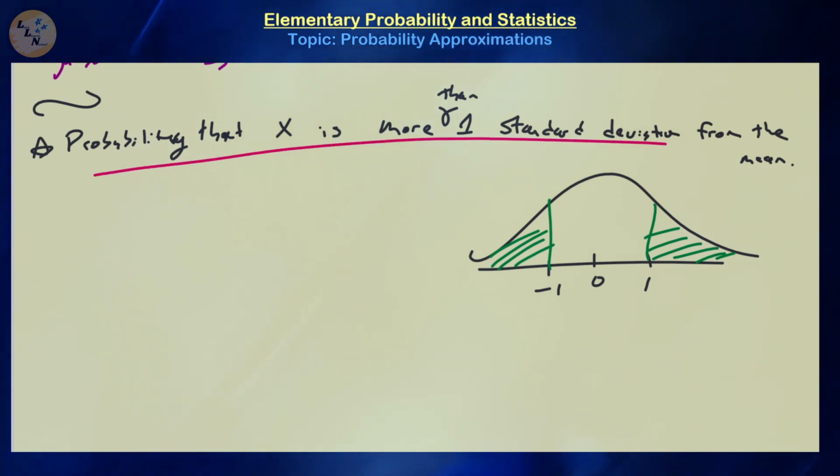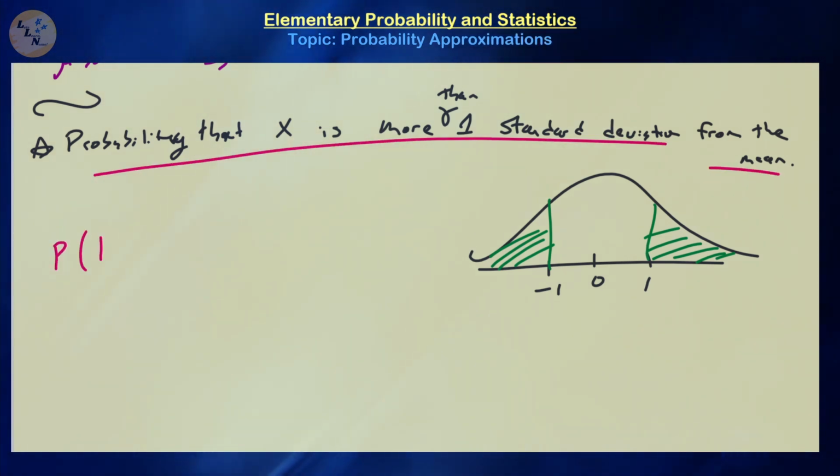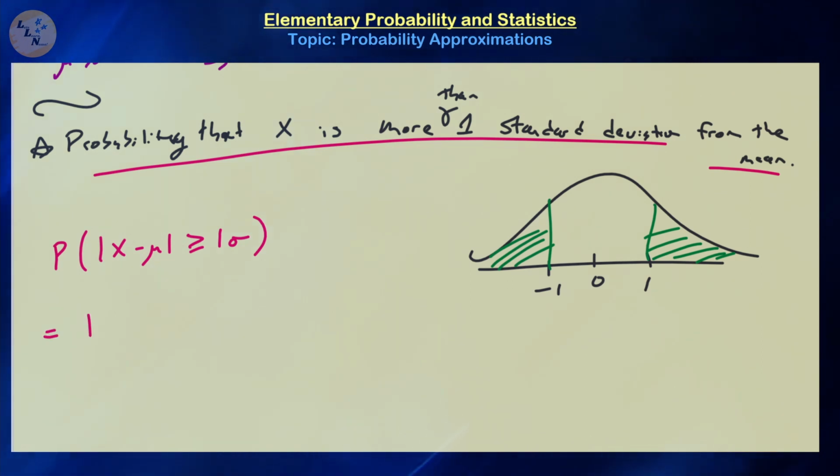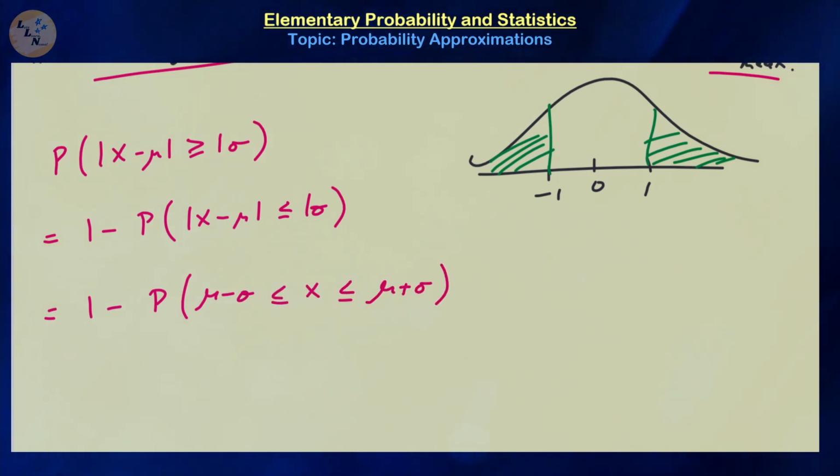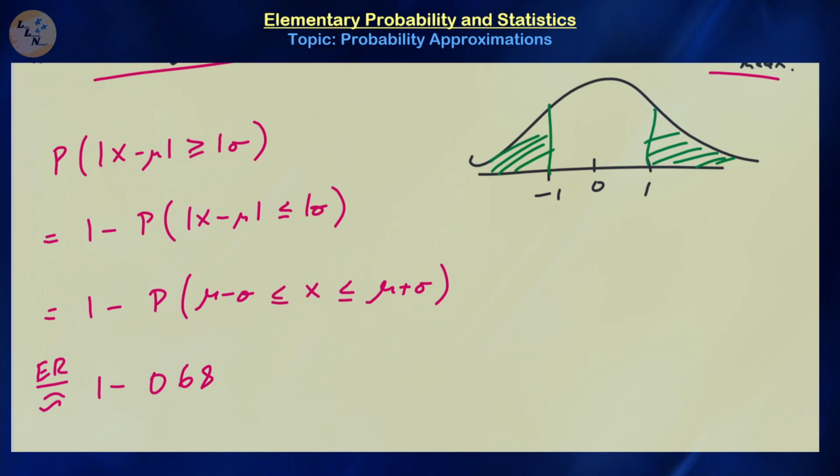So this problem in probability form is just going to be the probability that the difference between x and the mean is more than one standard deviation. So from the complementary perspective, that's the same as 1 minus the probability that the distance between x minus mu is less than one standard deviation. And we can actually write this in an equivalent way. That's the same as mu minus sigma less than or equal to x less than or equal to mu plus sigma. So according to the empirical rule, that's approximately equal to 1 minus 68%, which is going to come out to 32%.